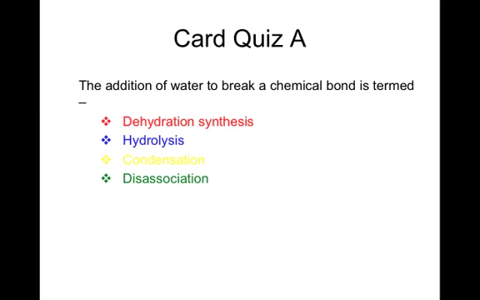Okay, so it's time for a card quiz. The addition of water to break a chemical bond is termed red, dehydration synthesis, blue, hydrolysis, yellow, condensation, or green, dissociation. Adding water. So when we add water, do we break it or form it?